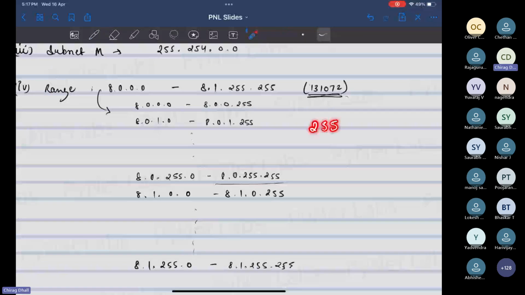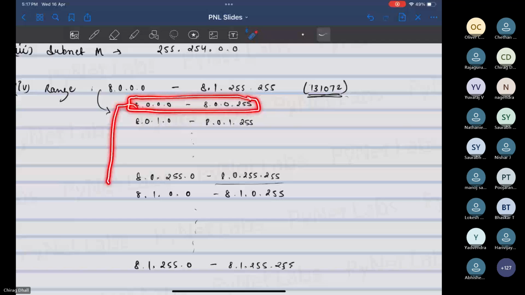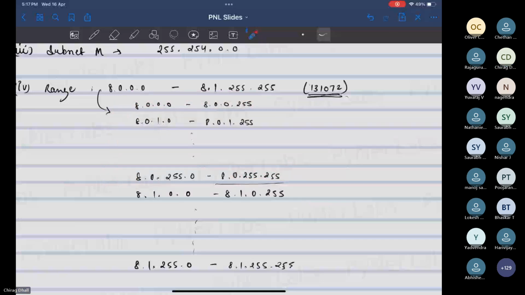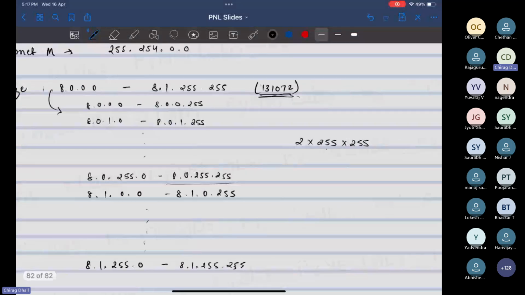So if you can calculate or understand this, it is basically 256 addresses, 256 times for twice. So if you calculate that, 2 multiplied by 256 multiplied by 256, this is going to result into 65,536 multiplied by 2, which will be 131072.